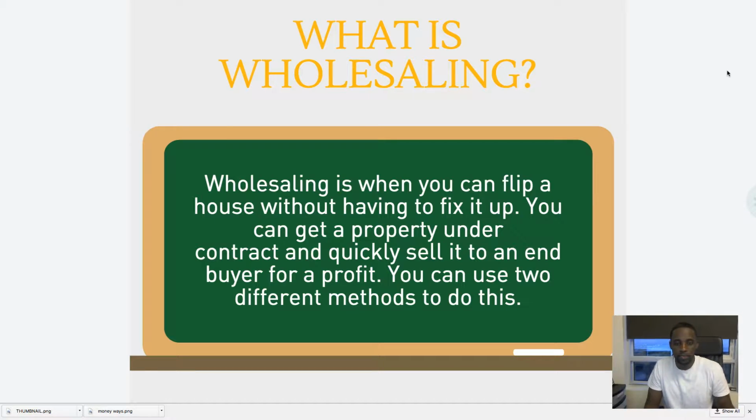So wholesaling is defined as when you can flip a house without having to fix it up. You get a property under contract and quickly sell it to an end buyer for a profit. You can use two different methods to do this.